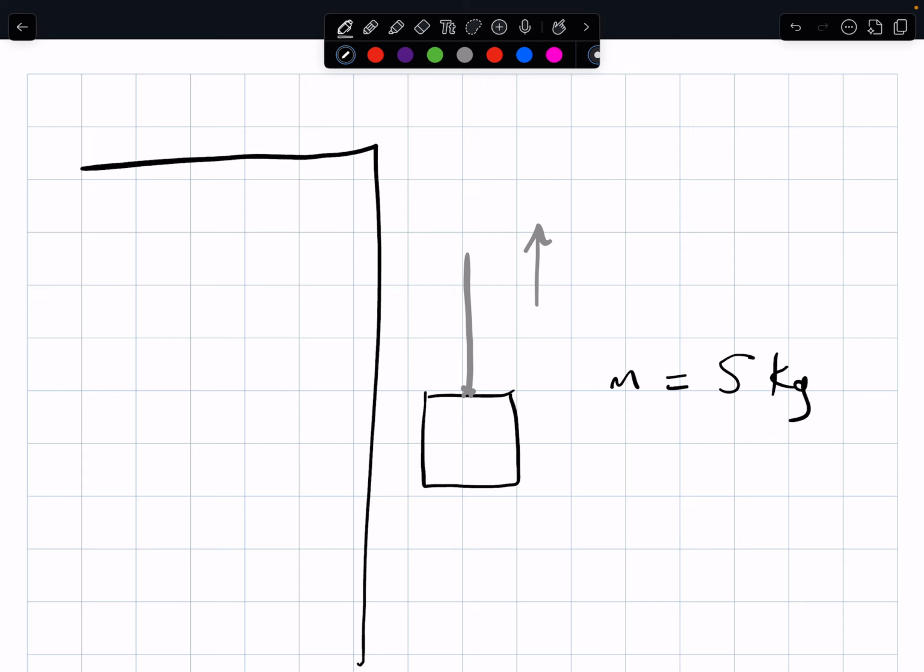Okay, and then here's this person standing here, and they're pulling up on this rope. They're exerting an upward force on the rope, and that force is actually a tension force, so I should make this a T. Tension. That's just the name given to a force if it's in a rope or a cable or a string or something like that. Right. So they're pulling up on this thing here.